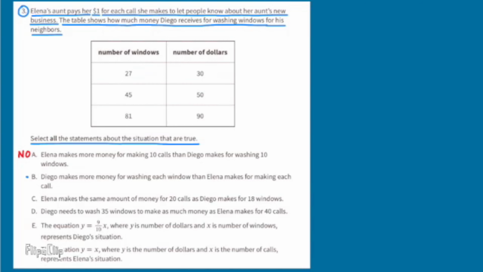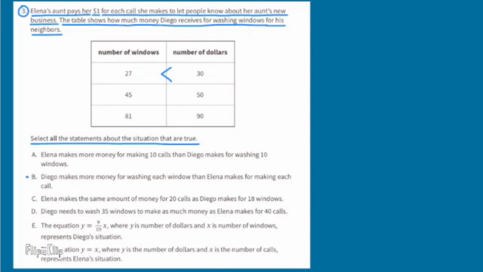Statement B. Diego makes more money for washing each window than Elena makes for making each phone call. We've already decided that that's true, but let's take a look at the top row. 27 windows compared to $30. 27 is less than 30, or $30 compared to 27 windows.